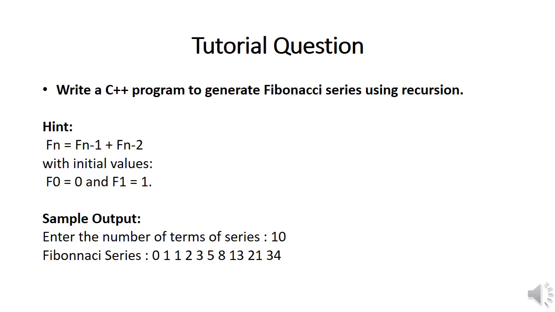So you can see that in the sample output, when I displayed the first 10 Fibonacci numbers, the first value is 0, the second value is 1, then the third value you will get by adding the first and second value. That is 0 plus 1 is 1. That is the third value. Then the fourth value you will get by adding the previous two values. That is 1 plus 1 you will get 2. Now the fifth term you will get by adding the previous two. That is 1 plus 2, 3. Like that. So just practice it by using a recursive function.